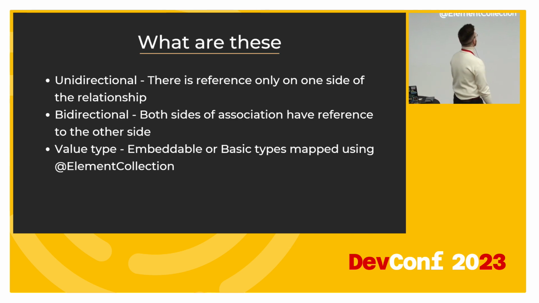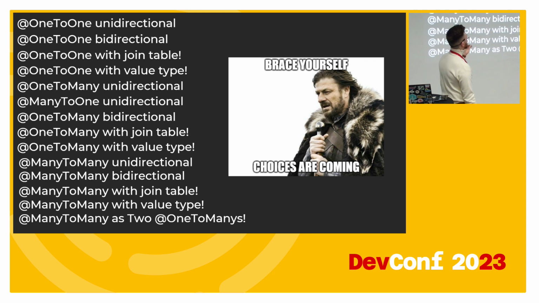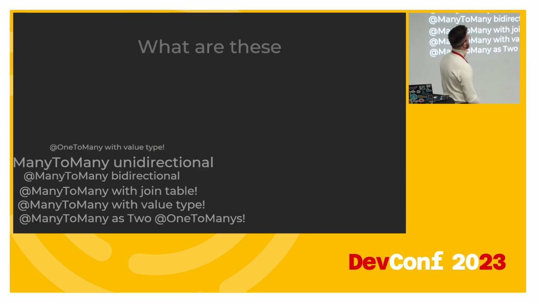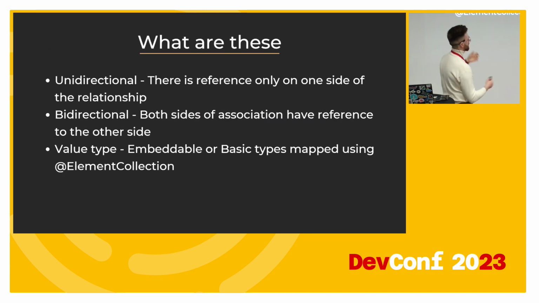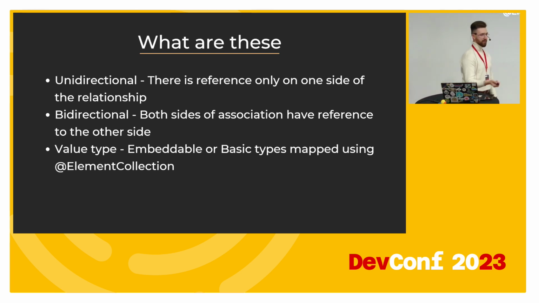But why are there so many? Because we have a few options. In Java, for example, we have unidirectional. I think that is universal, that we have unidirectional and bidirectional associations. So in unidirectional, you have a reference only on one side of the relationship. So if you have a company and employee, so employee has a reference to company, and that's all.